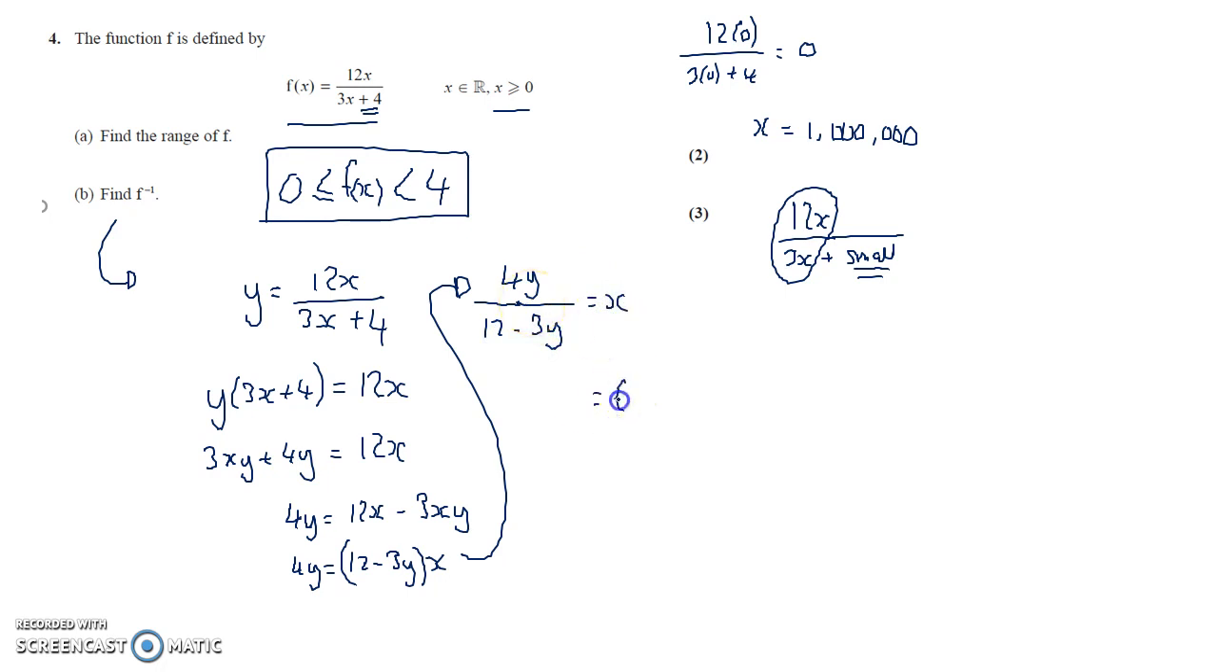So my inverse function, in terms of x, is going to be 4x over 12 minus 3x. Okay, that's going to be my final answer for that. Alright, I hope that was clear enough.